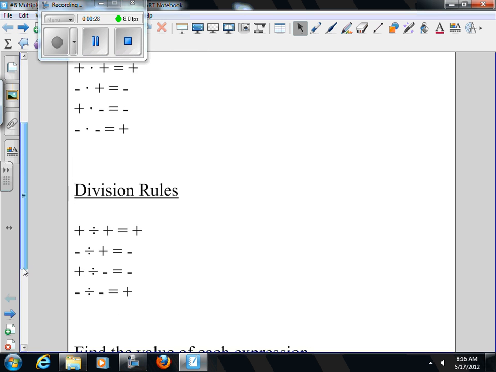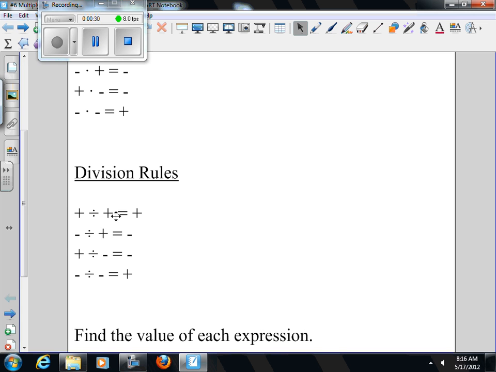For division, the rules are the same. A positive divided by a positive equals a positive. A negative divided by a positive equals a negative. A positive divided by a negative is a negative. And a negative divided by a negative is a positive.